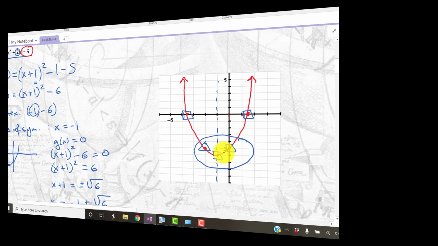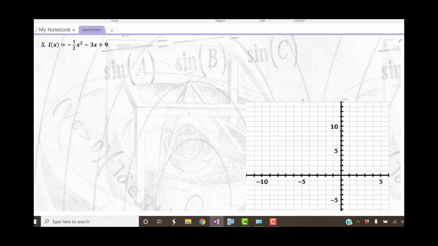Let's go over a second example. All right, I think this is example number 5 from your notes. In this example, I do have a leading coefficient that is not 1. So let me rewrite my equation. L of x equals negative 1/2 x squared minus 3x plus 9. And I cannot complete the square at this point. I need to have a 1 for my quadratic coefficient.